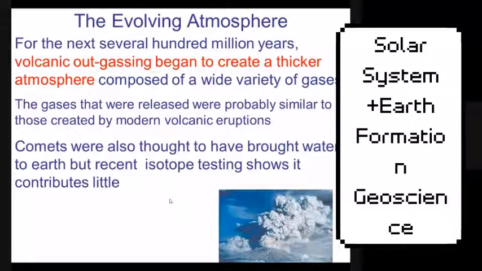Now, it was thought, and actually, yeah, it was thought for a time that comets brought water to the Earth, but isotope testing has kind of shown that no, most of our water didn't come from comets.